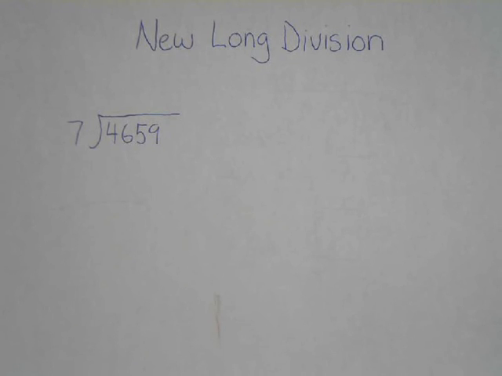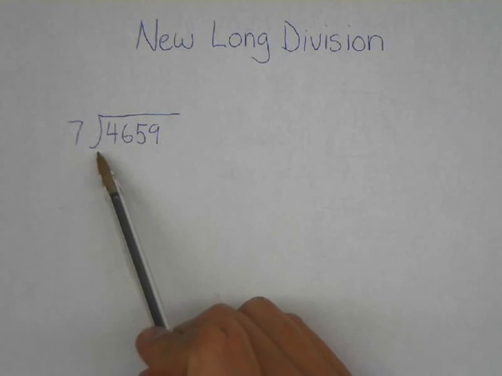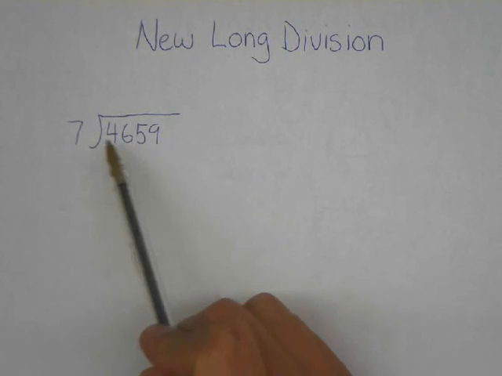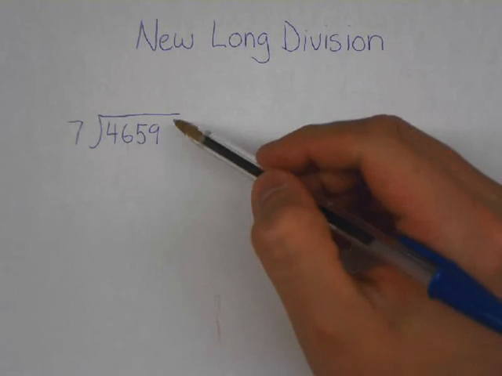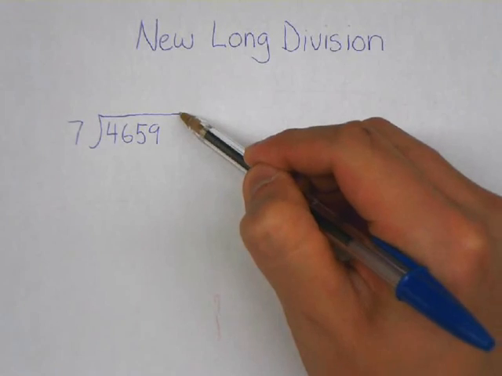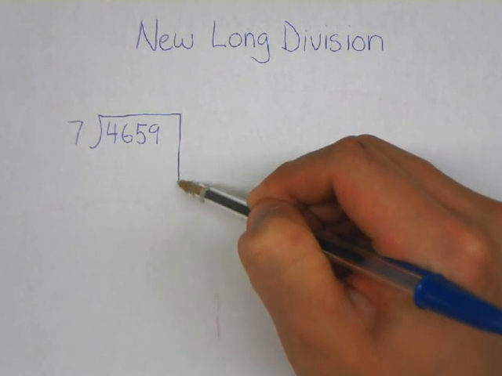So right over here we have the question of 4,659 divided by 7. Alright, in this new way, we're going to take the same symbol, and we're going to take this line, and we're going to bring it all the way down like this.